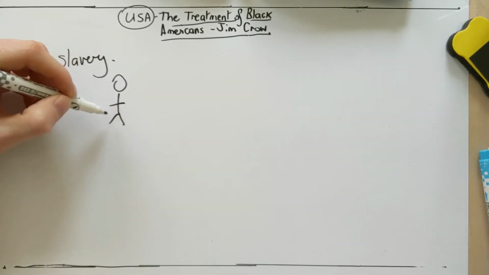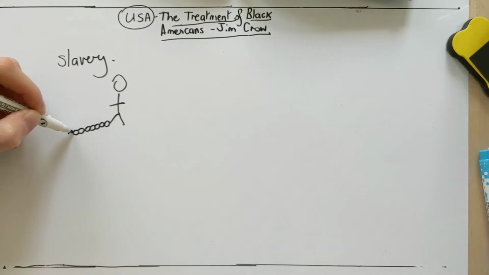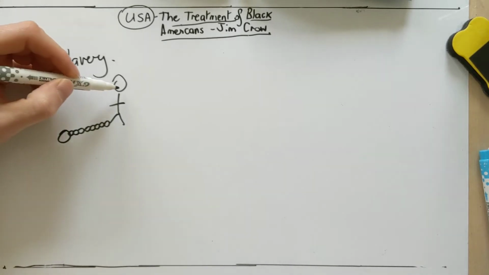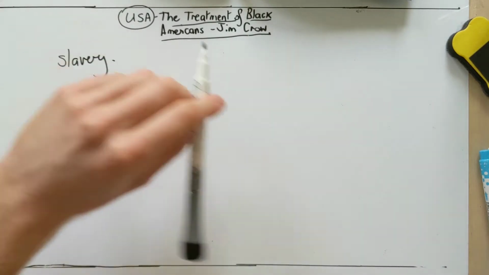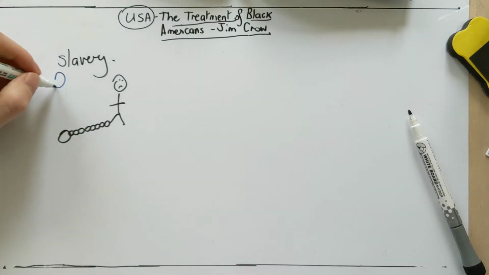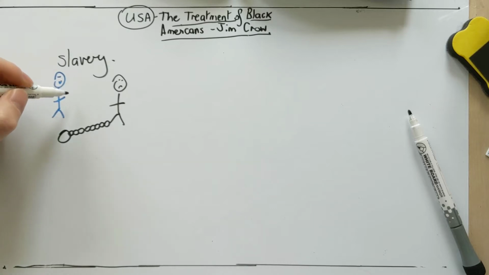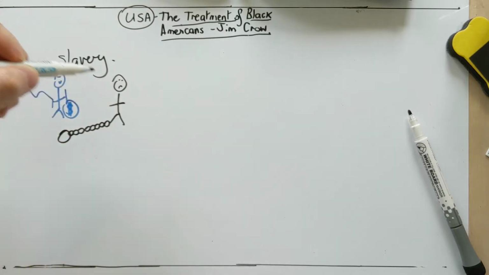So this is when Africans were in effect owned by a white American. Okay, so they were in effect owned and made to work by white Americans. So these people have all the money, and that's a whip. So this person would often own this person and make them do work, and that is in effect slavery.